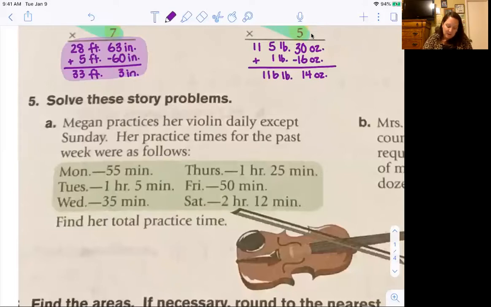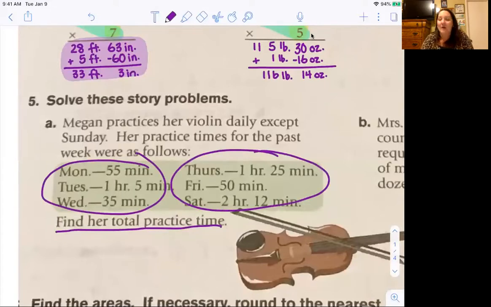Now, I know there's not a question, but this is your question. What is her total practice time? And guys, these right here are all of your facts. What do we need to do? Almost gave it away. We need to add them all together. Good, let's add them up.